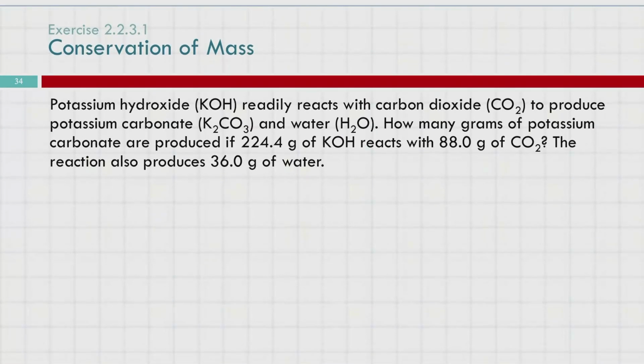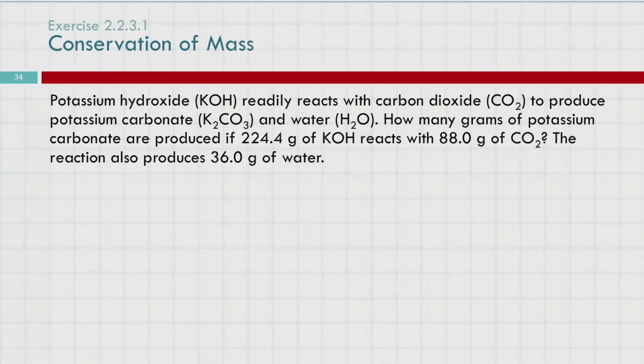Let's say that we've got a different chemical reaction. We have potassium hydroxide, which is KOH for the chemical symbol. This reacts with carbon dioxide, CO2, and then we've got a keyword, to produce. This lets us know that we're now talking about our products. The potassium hydroxide, the carbon dioxide react, so those are our reactants, to produce the things that follow, potassium carbonate and water. So I'll underline these in fuchsia. So those are our products.